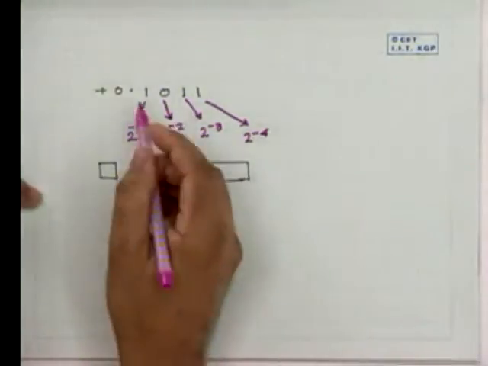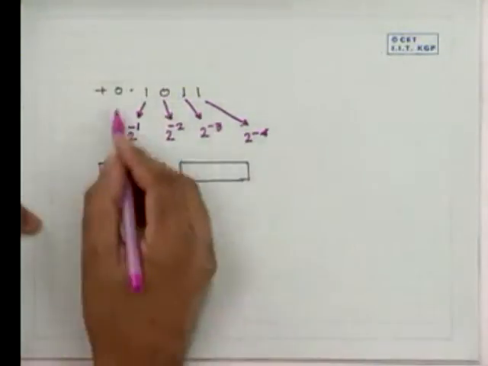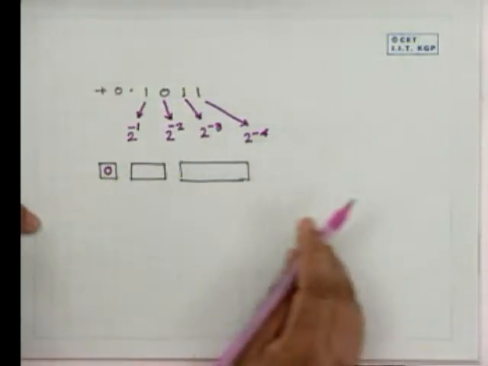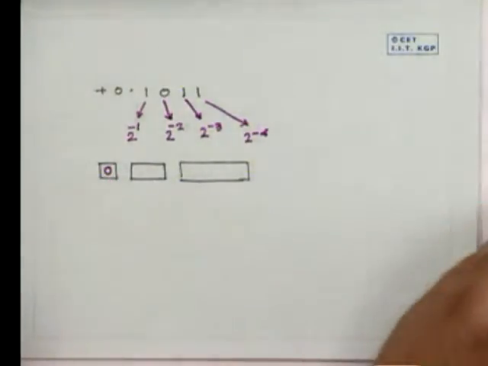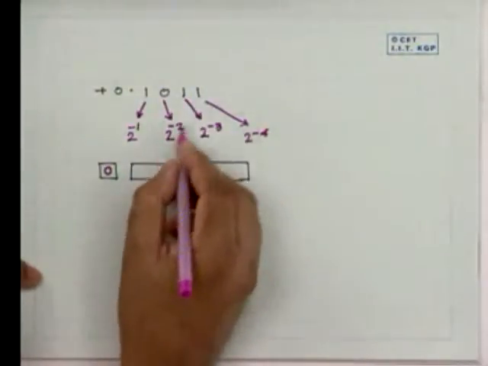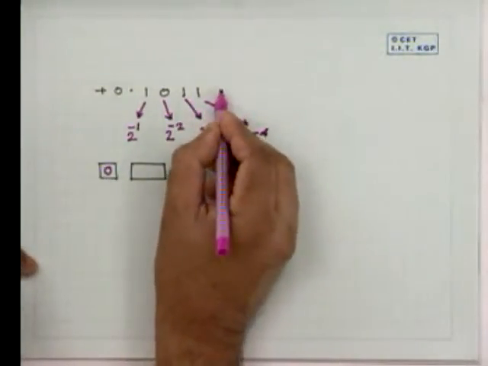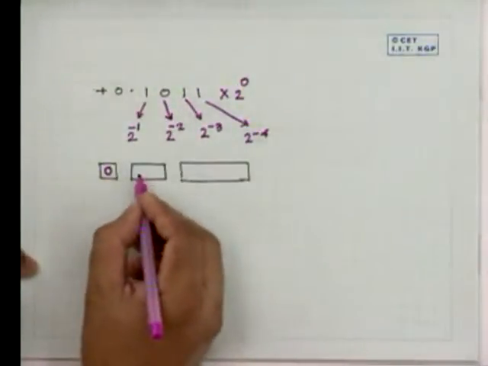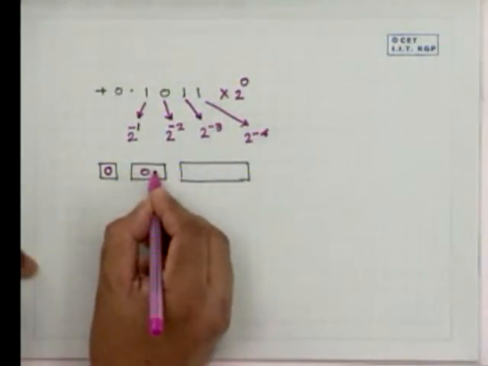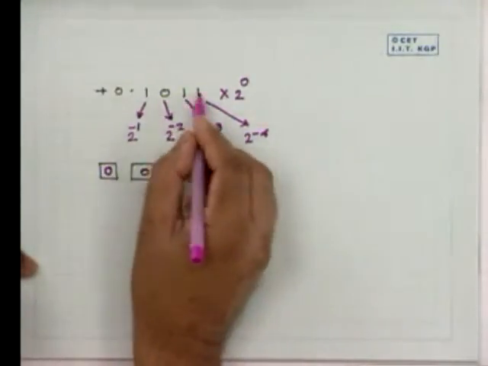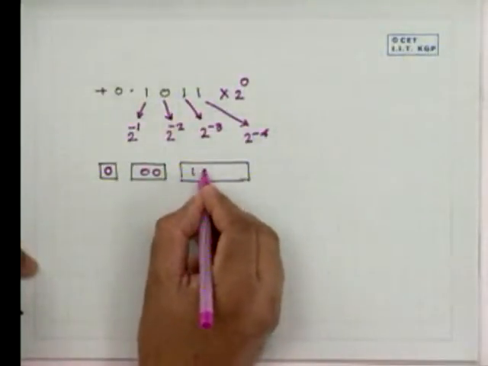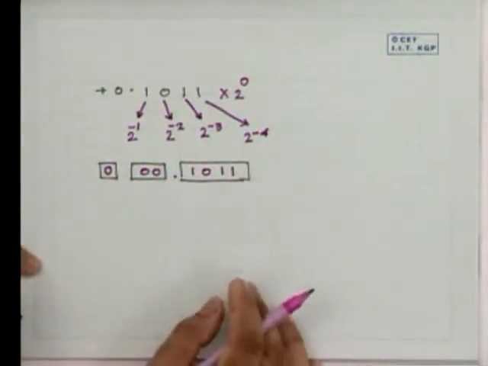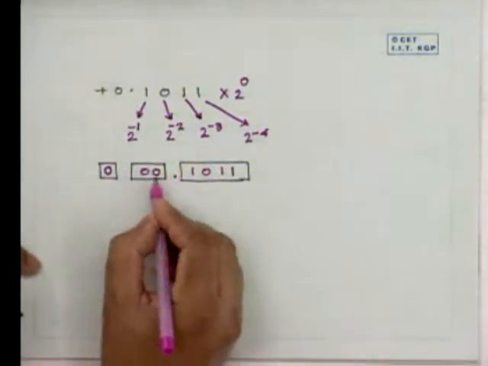The sign here is plus, therefore let us represent the plus by 0 as usual. The exponent here is 2 to the power 0, that is the number we have taken. Therefore, the exponent is 0, 0, and the mantissa is 1, 0, 1, 1. We assume a binary dot here, which we do not represent.